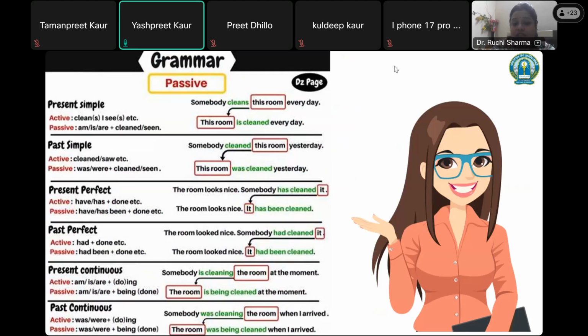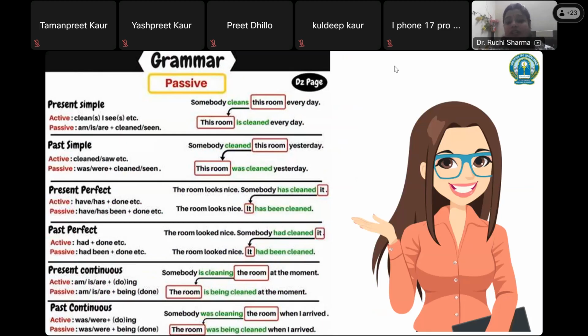Now passive sentence, when we are looking at passive sentence, this room will become your subject because some action has to be done to the object. So this room, which is a subject now, this room is cleaned every day, and every day is again a word that tells you about the simple present tense. Okay. So do you see the difference now?